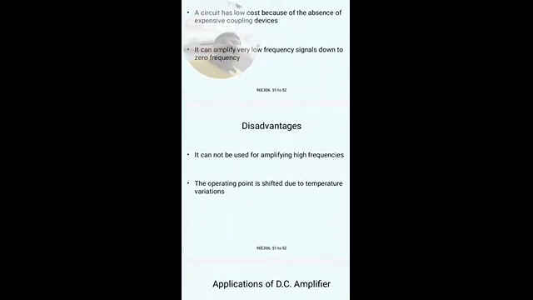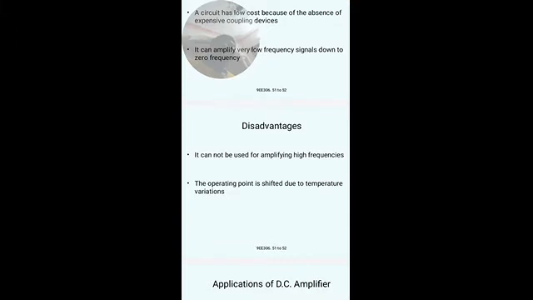So the disadvantages of this direct coupled amplifier are: it is not used for amplifying high frequencies, because the gain rolls off rapidly at high frequencies, so we do not use this direct coupled amplifier for amplification of very high frequency signals.